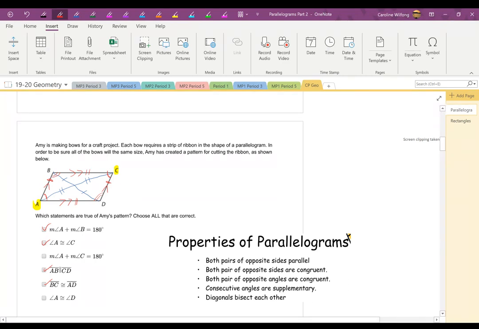And then lastly, angle A and angle D. Angle D is here. Well, angle A and angle D, aren't they consecutive interior angles? Consecutive interior angles we know are supplementary. It doesn't always mean that they are congruent. So we're not going to check that one because we have no information to know that's a true statement.